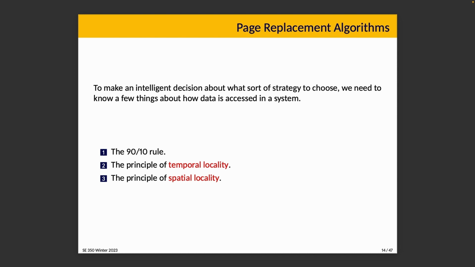That might seem sensible, that there's some sort of 90-10 rule or 80-20 rule or however you want to think about it. However, the more interesting things to us are these principles of temporal locality and spatial locality. Temporal locality says a memory location that has been recently accessed is likely to be accessed again in the near future. And spatial locality says a memory location that is near a memory location that has recently been accessed is likely to be accessed in the future.